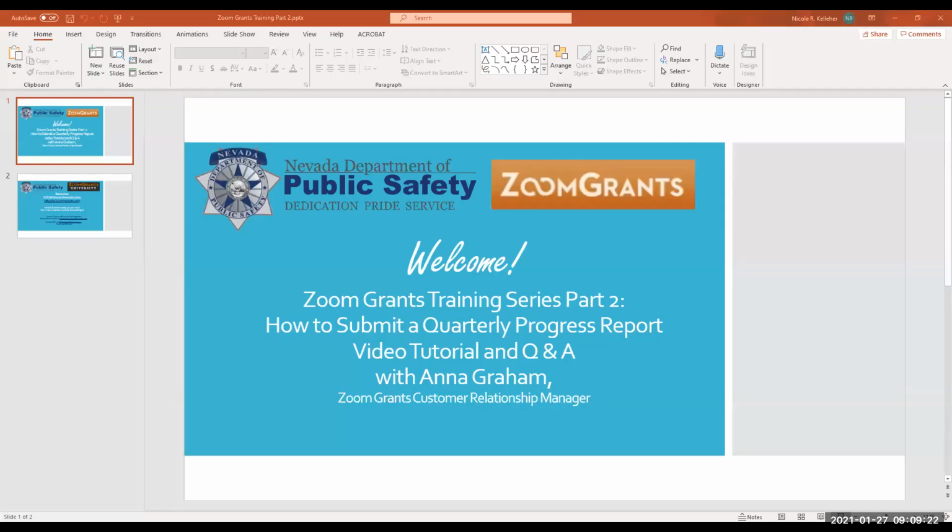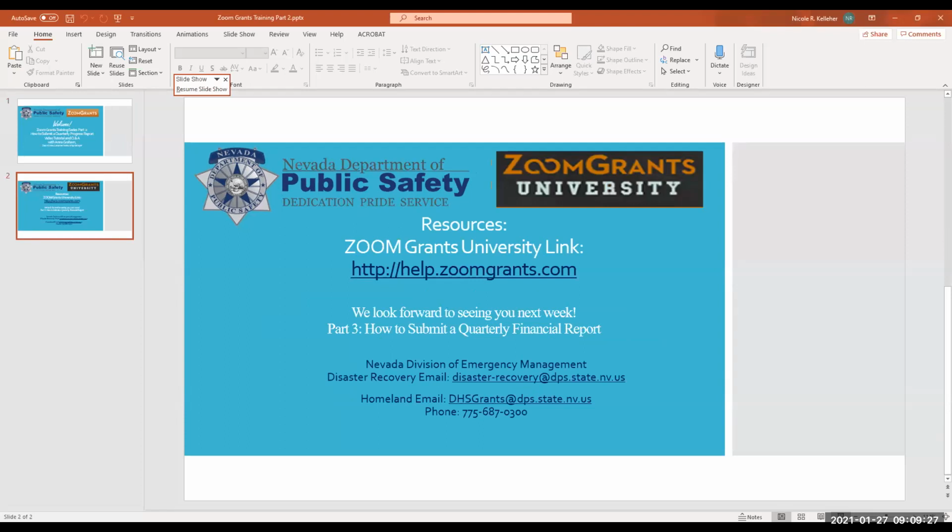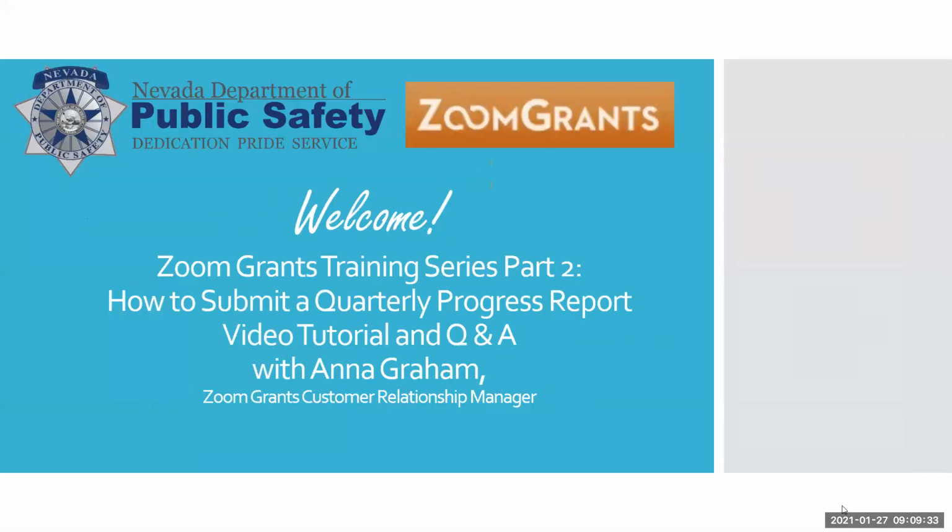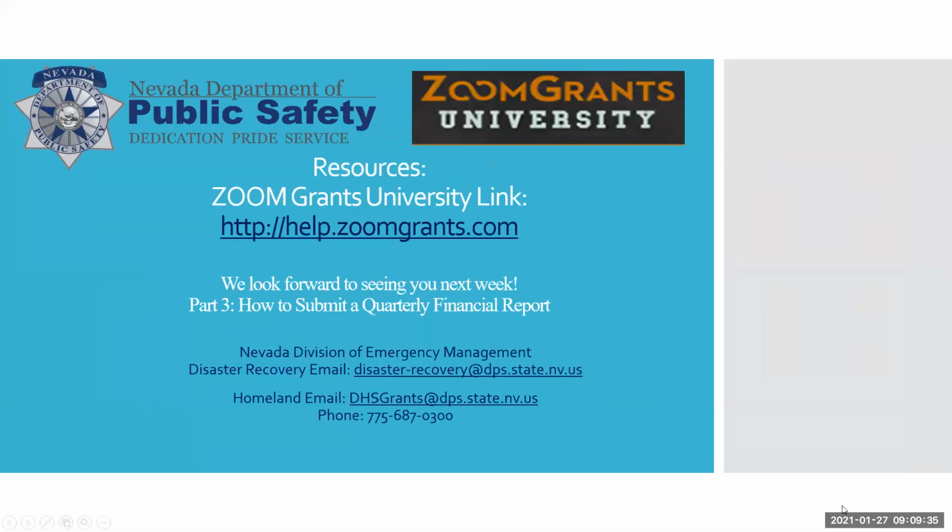Okay, so that was Anna Graham, who is our customer service representative for Zoom Grants, and she pre-recorded that so that we specifically have examples on our system so that she could go through and show you how to do a submission of a program report. Last week's tutorial was how to submit a grant application. The next week will be how to submit a quarterly financial report. And then the next part, I believe, is change requests.